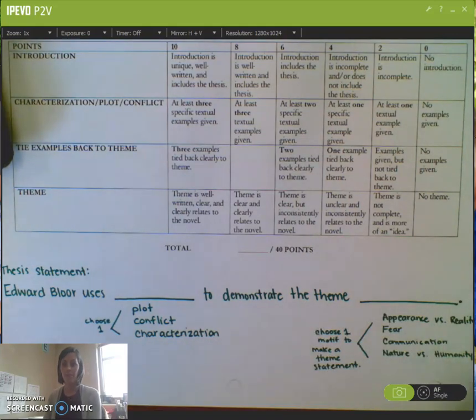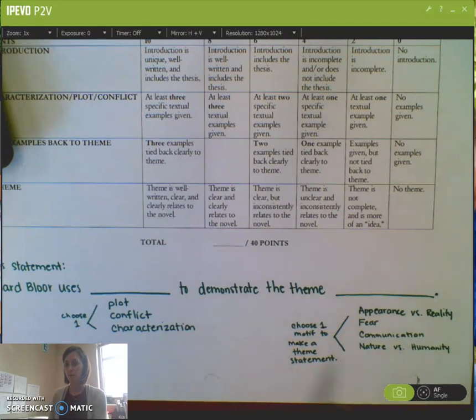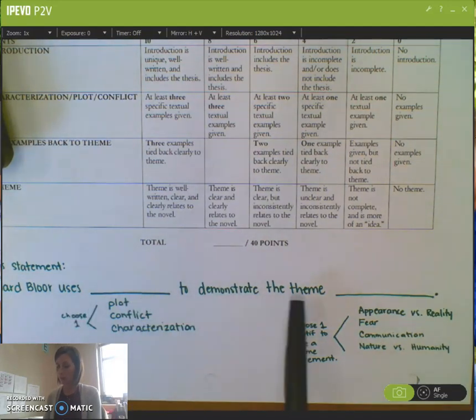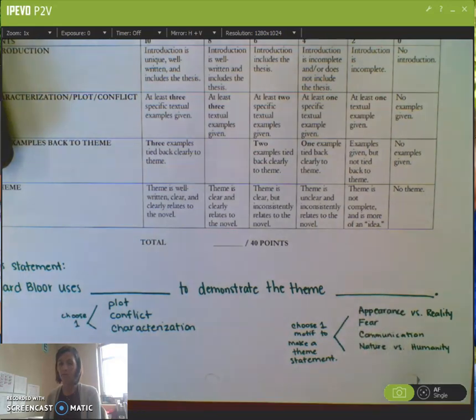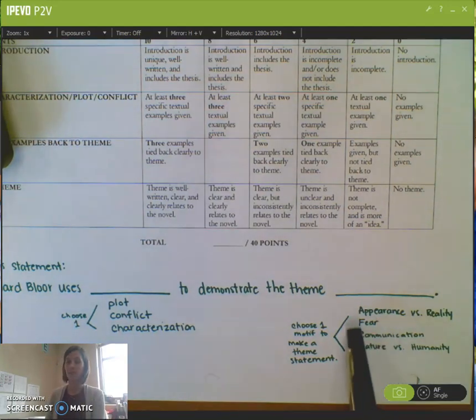You pick a theme. I've given you some motifs to kind of get you thinking, and I'm going to give you a couple themes that you could possibly use as well. But remember, a motif is not a theme in and of itself. You have to take this idea and make it into a statement, something the author wants us to learn. So if I said, Edward Bloor uses conflict to demonstrate the theme fear, well, that's not really a theme. That's a one-word idea. I could make a statement about fear, though, and that would become a theme.